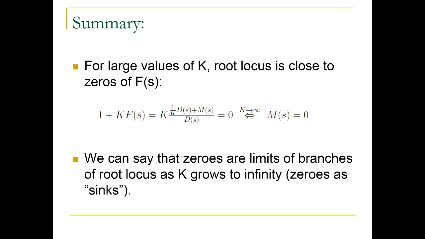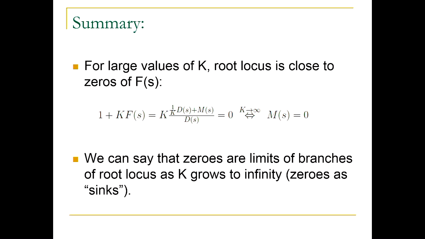How about zeros? Why are zeros important? If I rewrite everything in this way, taking k out, as 1 over k times d of s plus m of s, now since k is positive, if k is very large, then this 1 over k times d would be small.